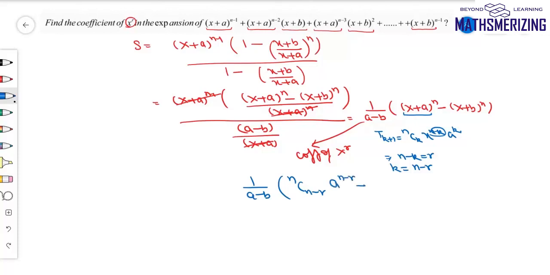In the same way, it will be the same for the second expression. So in place of a, I'll have b there. So I'll write nC(n-r) b^(n-r). Now I know nC(n-r) is the same as nCr, so I'll take it common. So I'll write nCr times [a^(n-r) minus b^(n-r)] upon (a minus b).